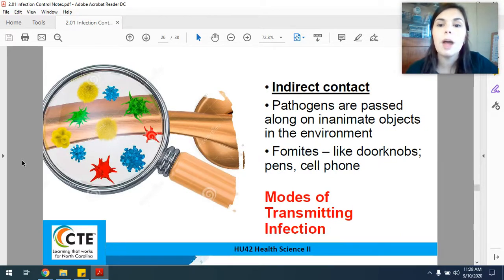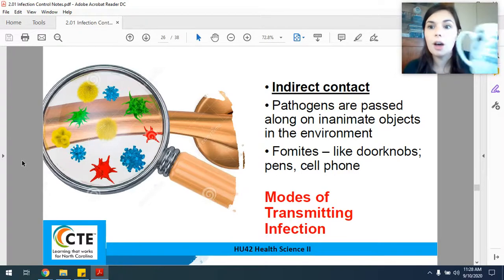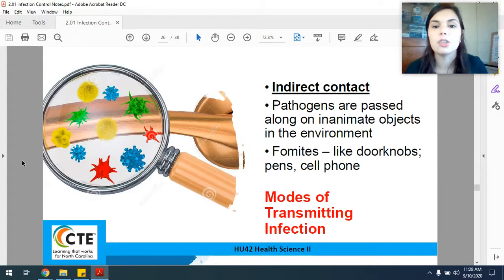Indirect contact is when pathogens are passed along an inanimate object in the environment, things like doorknobs, pens, cell phones, the phone on the wall, this cup, things that you would touch and someone else comes behind you and touches. Indirect contact, we talk about things called fomites, and fomites are just those objects that are causing the mode of transmission.